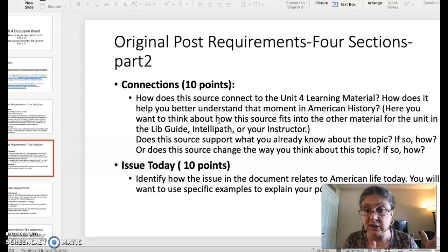And lastly, the issue today is worth 10 points. This is the news section, okay? Identify how the issue in the document relates to American life today. You want to use specific examples to explain your points. So in other words, how is this document still relevant to us today in the year 2020? Okay.